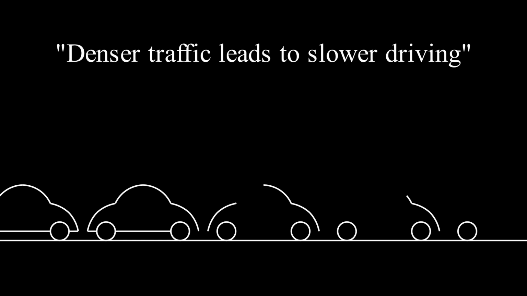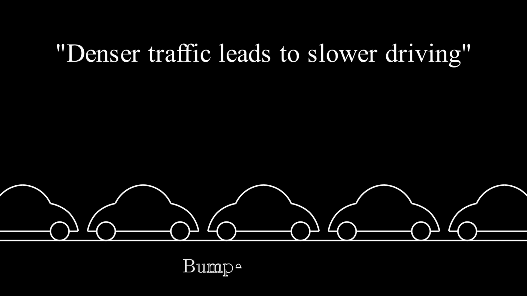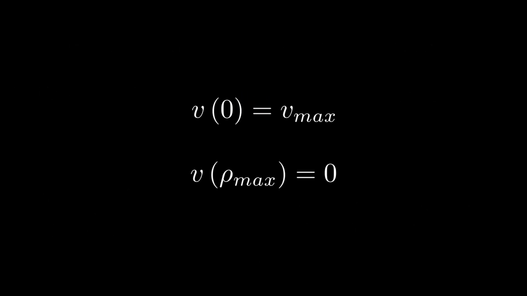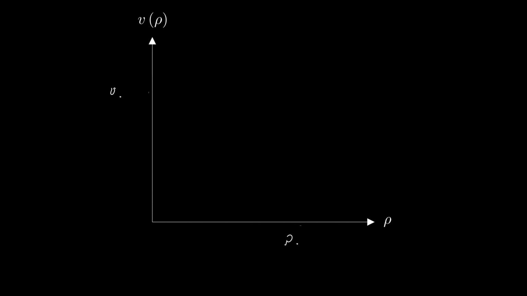On the other extreme, we expect there to be a maximum traffic density, say rho max, past which the cars can no longer move. This reflects the situation where cars are situated bumper to bumper. In other words, it's a traffic jam. To summarize, we've got the following two conditions. The velocity when there's no density is the maximum velocity, and the velocity at maximum density is 0. If we were to graph the velocity function with respect to the density, we have these 2 points that serve as our anchor points. The question now is, in what fashion should we connect these points to each other?